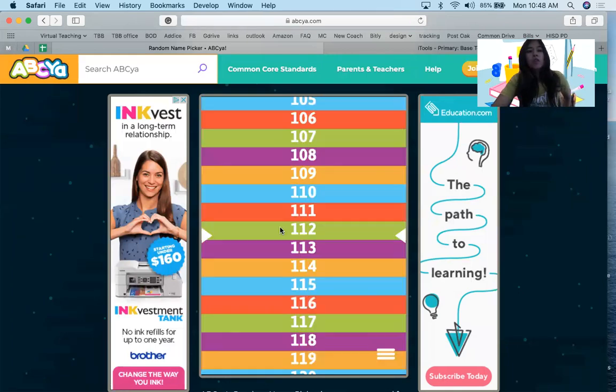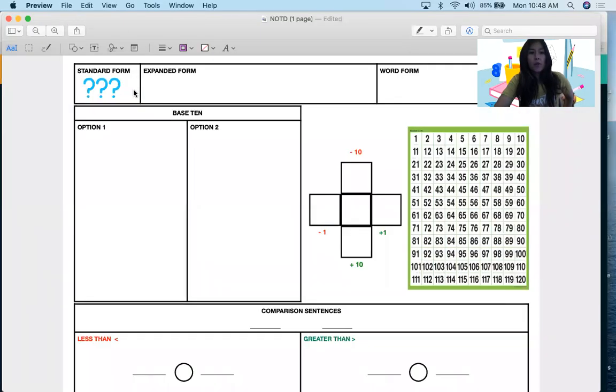112. So now I'm going to go to my number of the day sheet, and these question marks, the unknown, is now going to become our number. So do you remember what the number of the day is? Ready? Think. Blow it in your hand. Release the number. 112.